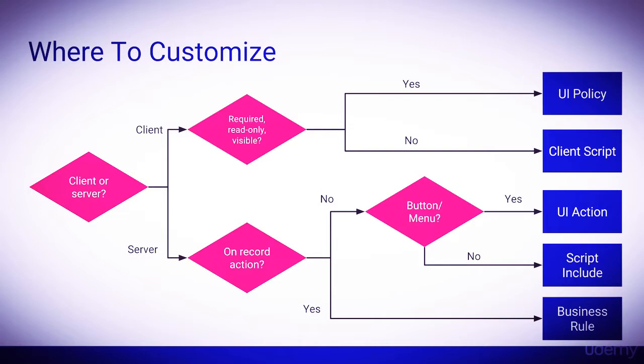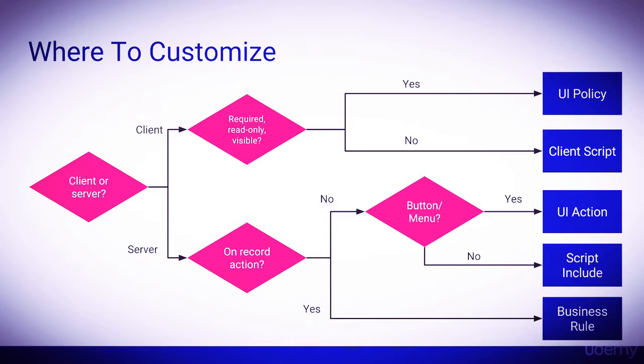Finally, I'd like to end this section by providing a flowchart, which should only be used as a rough guide when determining which customizations to use for a modification. At the beginning on the left of the diagram, we have the question client or server. If we go to client, we have the question, will the field be required, read-only, or visible? If the answer is yes, then a UI policy will likely be the best option. If the answer is no, then a client script will likely be the best option.